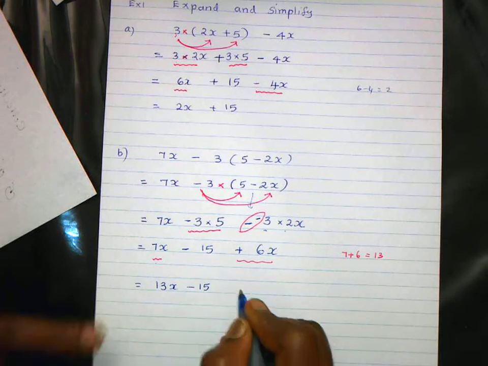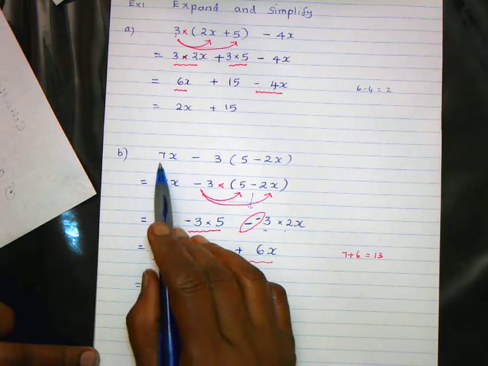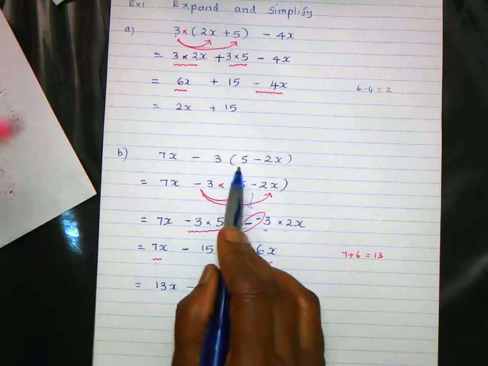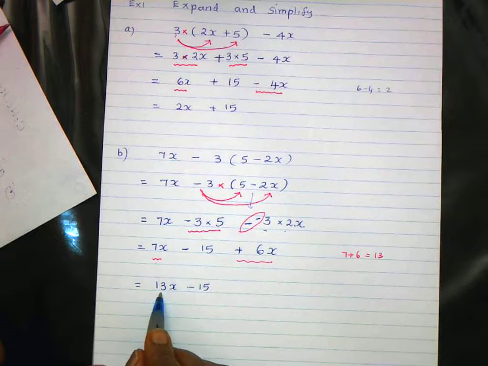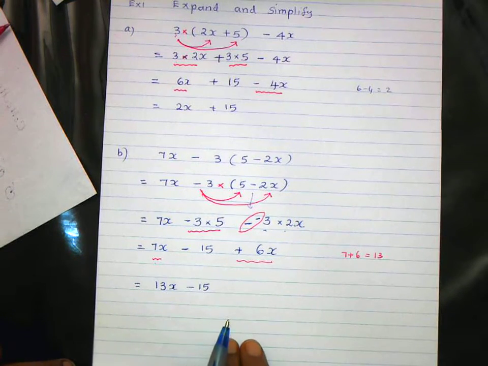So this is your answer for this question. 7x minus 3 bracket 5 minus 2x is 13x minus 15. Okay, we'll do another example.